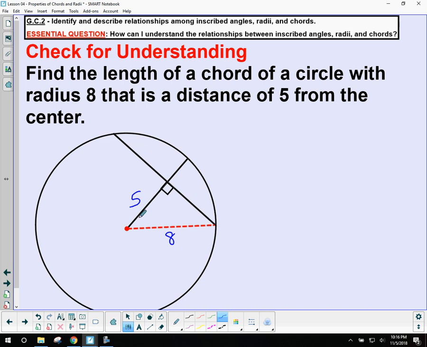Guys, this is a 90-degree triangle. You need to do the Pythagorean theorem. I'm not going to bore you with the a squared plus b squared. I'm going to go straight to the answer. Ideally, that's 8 squared minus 5 squared. Take the square root of all that, and it will get you this side. I hope you see that. Plugging it in right now.